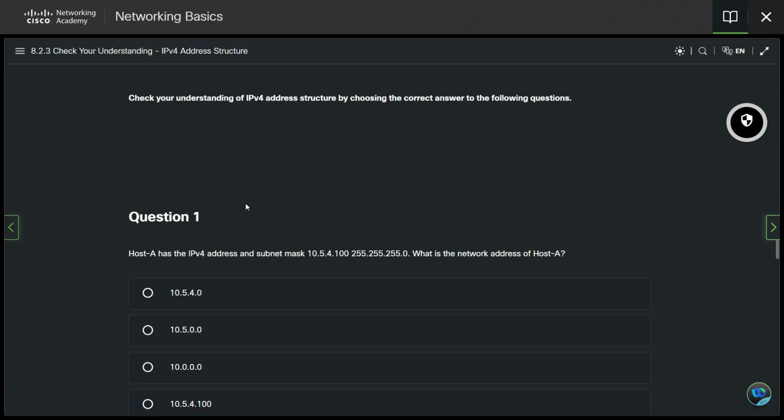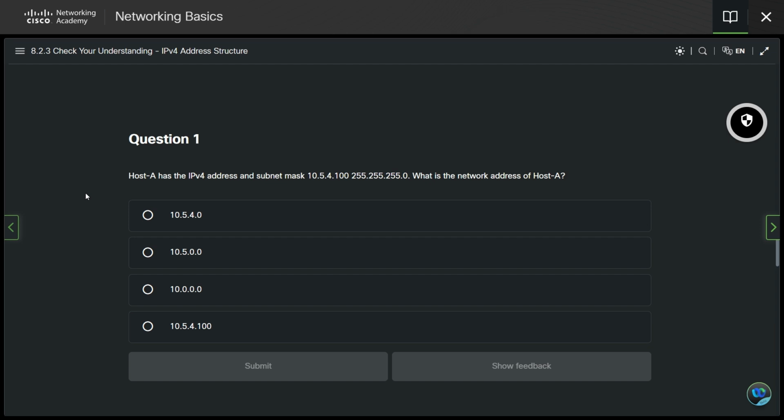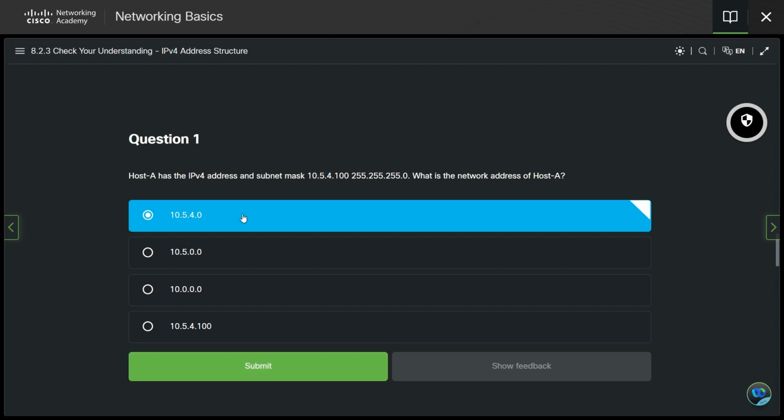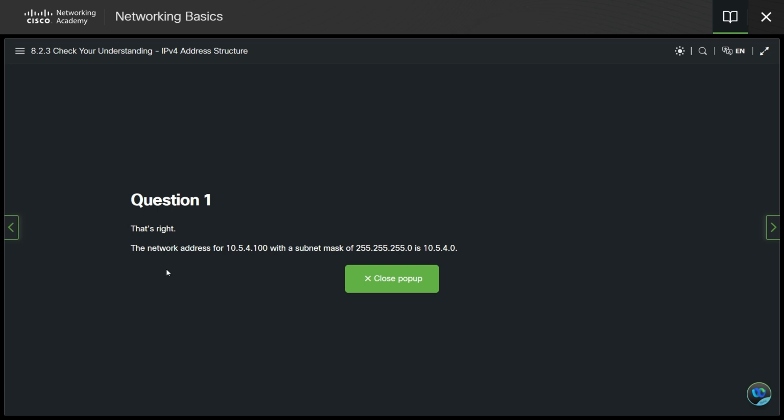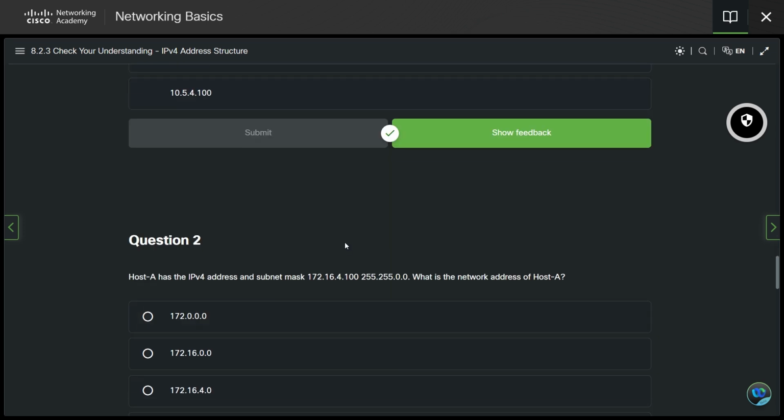Finish with this quiz. Question 1: host A has this IPv4 address and subnet mask. What is the network address of host A? The network address is 10.5.4. That's right, that is the network address with the subnet mask.